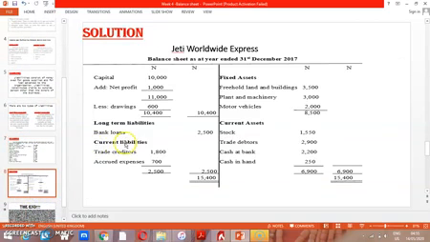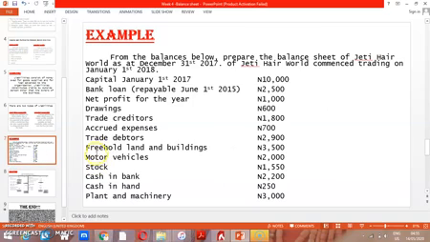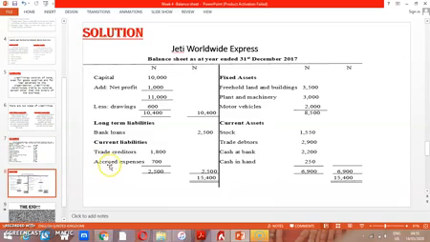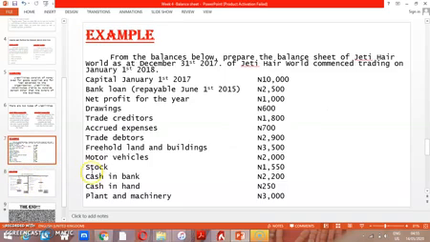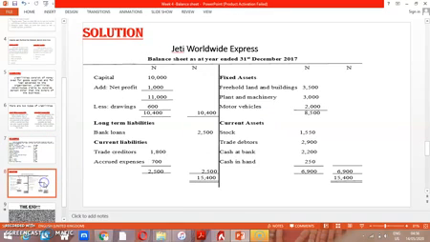So our current liabilities, we have a trade creditor. How much do we have for trade creditor? That's 1,800. They also have accrued expenses, which is also under current liabilities. How much is that for accrued expenses? That's 700 naira. So we're going to close the total for long-term liabilities, which is 2,500. So here, we're going to sum up all these figures. The total for current liabilities, 1,800 plus 700 is 2,500.